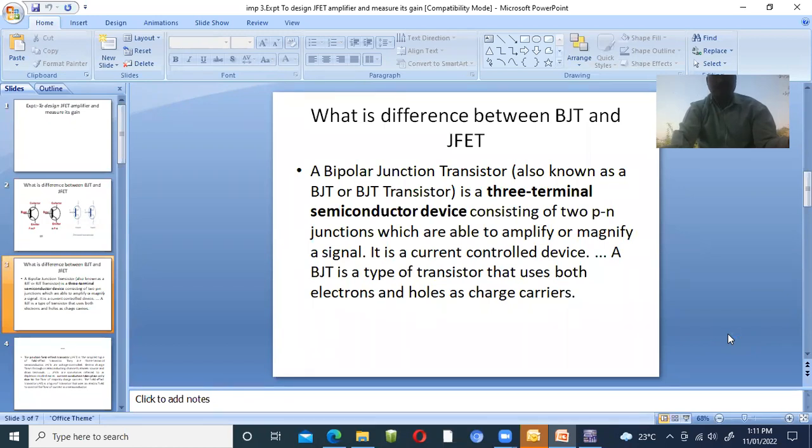And see, in case of BJT, one of the important things is that we have to follow the majority as well as minority charge carriers. What it indicates is that in your BJT, current conduction takes place due to both electrons as well as holes. But in case of your JFET, current conduction should not be due to both electrons and holes. Why? Because JFET is a majority charge carrier device.